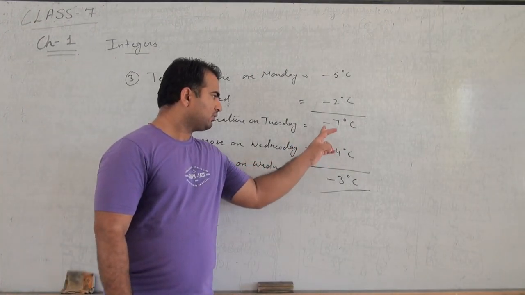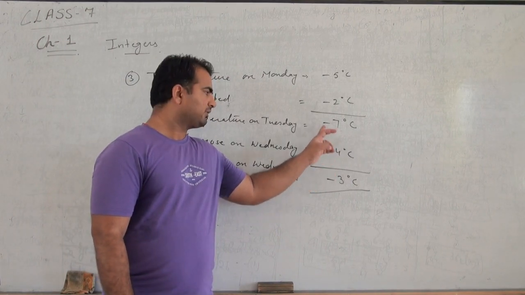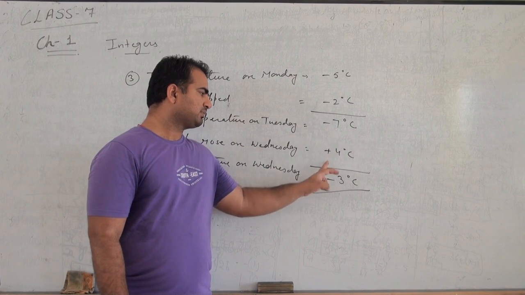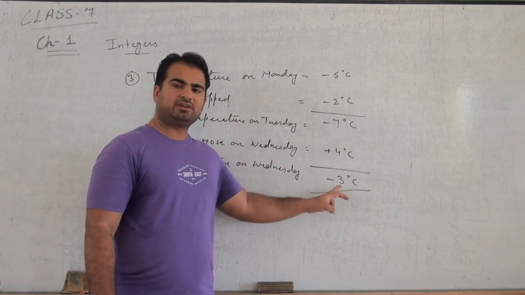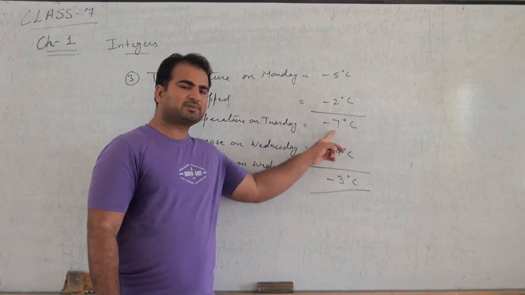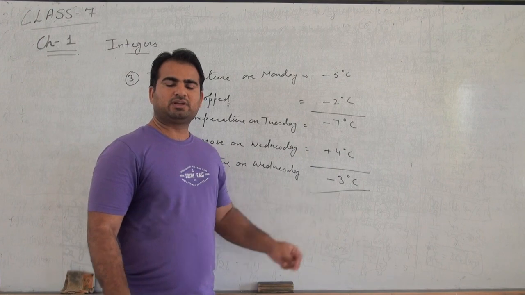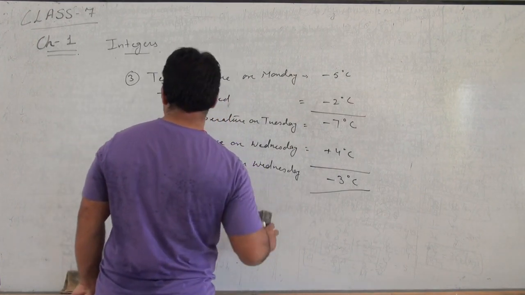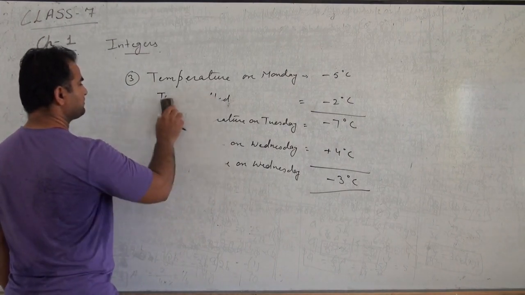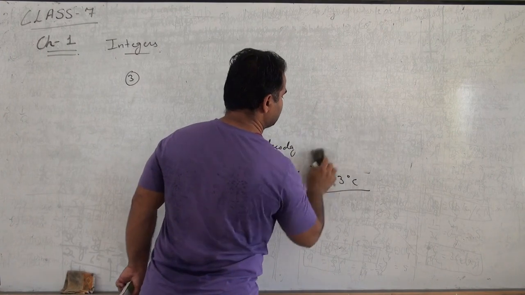So what is negative and positive? Subtraction. When we see a minus and plus sign, we have to subtract. What is 7 minus 4? It will be 3. And who was bigger? 7 was bigger. Then the sign of the bigger number is taken there. It will be minus 3.